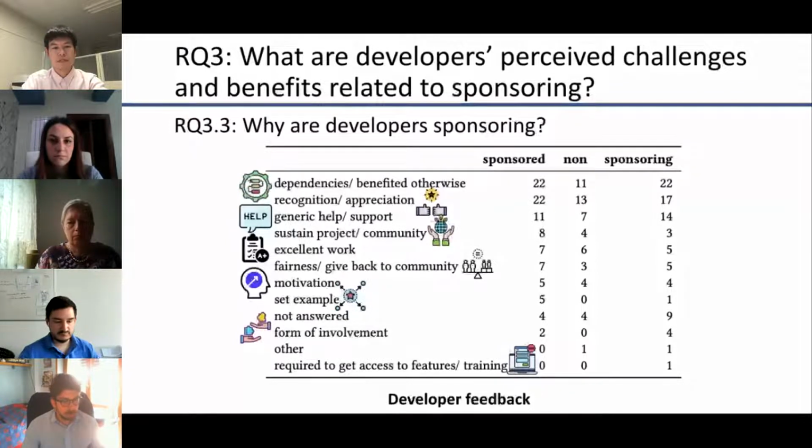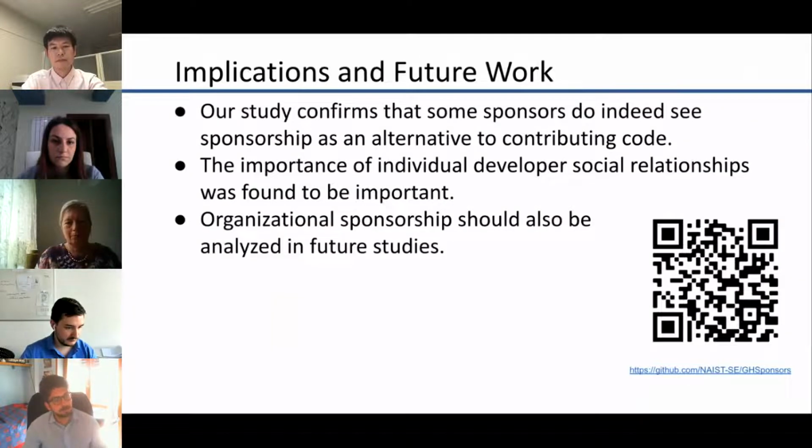Finally, I'd like to share some implications and future challenges from this study. While donating to open source projects is not necessarily new, our study confirmed that some sponsors do indeed see sponsorship as an alternative to contributing code. A unique feature of GitHub Sponsors is its focus on enabling sponsorship of individual developers rather than entire projects. As a side effect of this, an individual developer's social network is an important determinant of whether or not they are able to attract funding.